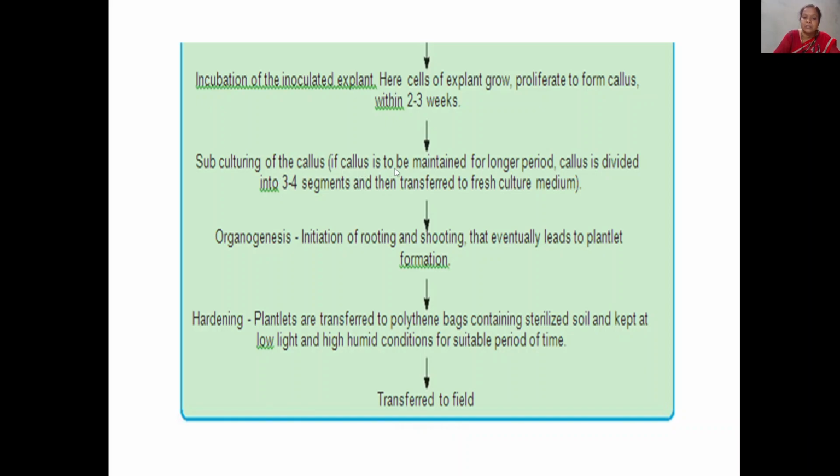That is, if callus is to be maintained for a longer period, callus is divided into 3-4 segments and then transferred to fresh culture medium. Next step is organogenesis. Here, initiation of rooting and shooting eventually leads to plantlet formation. Next step is hardening. In this step, plantlets are transferred to polythene bags containing sterilized soil and kept at low light and high humid conditions for a suitable period of time. And the last step is transfer to the field.